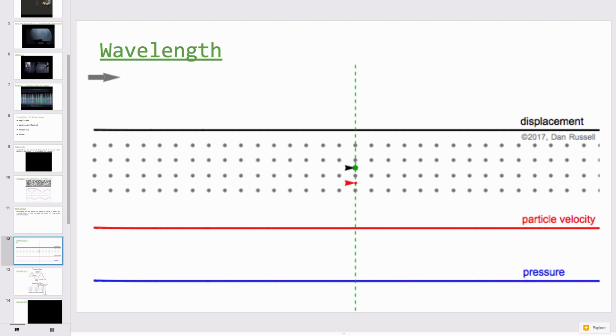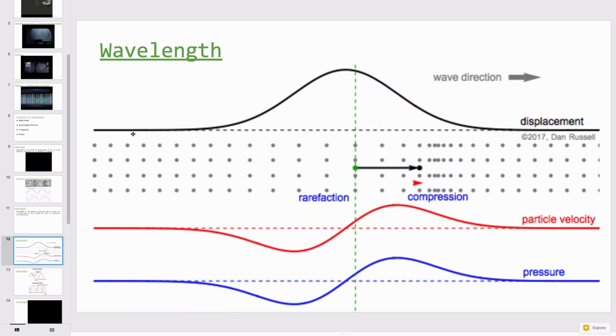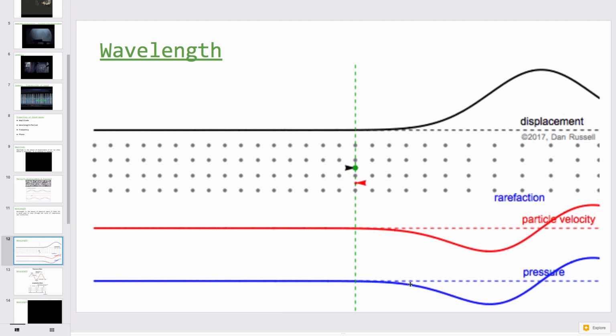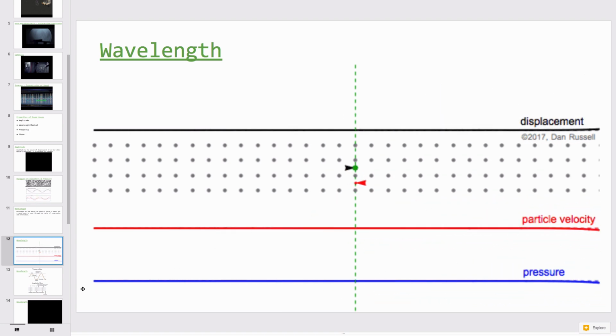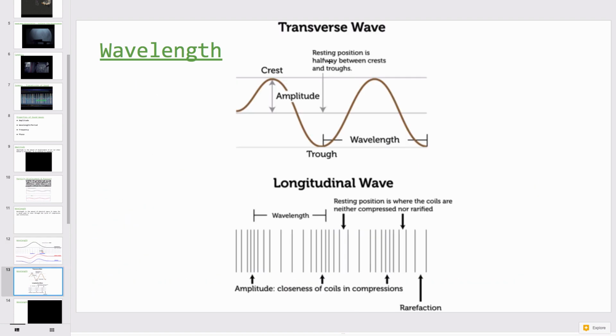And if we can slow this down, I can't, but this whole thing is then one wavelength, right? It goes through a whole cycle of compression and rarefaction. We can look at this one, and this gives a little bit of a static view here.